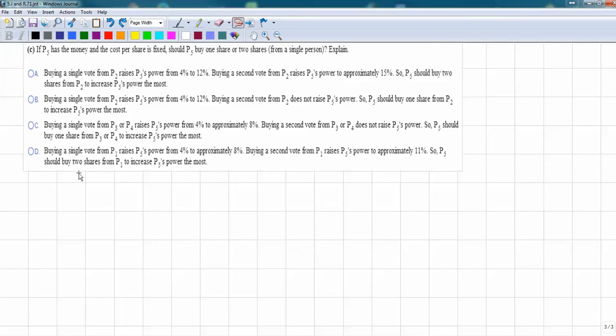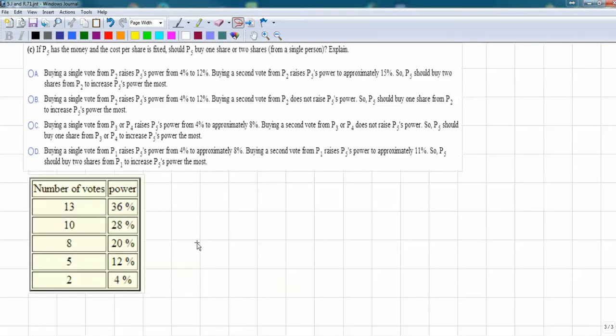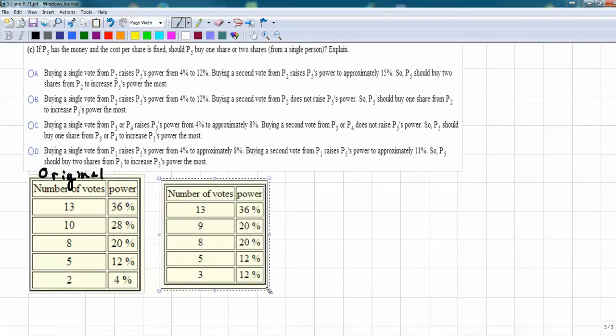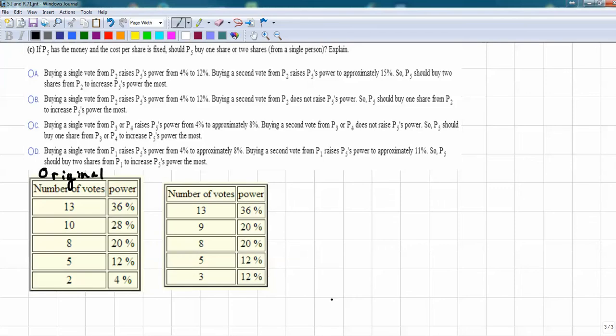So we know that when we were looking at our problem, if we look at the original, this is the original power distribution, okay? And we note that, yes, in fact, P sub 5 has a 4%. And this is going to be the distribution after P sub 2 sells 1 vote. Okay, so this is P sub 2 sells 1 vote. You'll notice that it did go up to 12%.